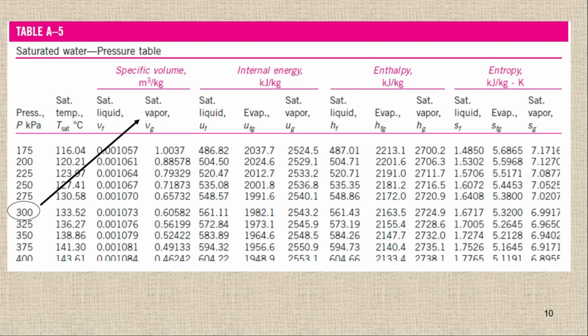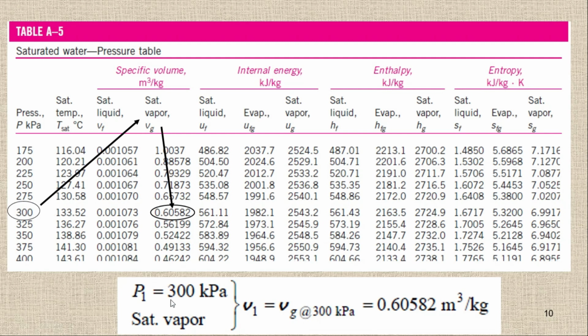So we have to check the volume at point number 1, which is V1. At 300 kilopascal with saturated vapor, V1 is basically Vg at 300 kilopascal, so I'll get 0.60582 meter cube per kg. So this is basically V1. What about V2?